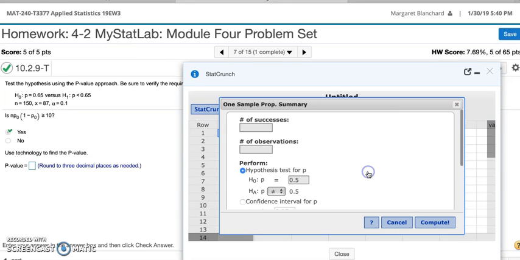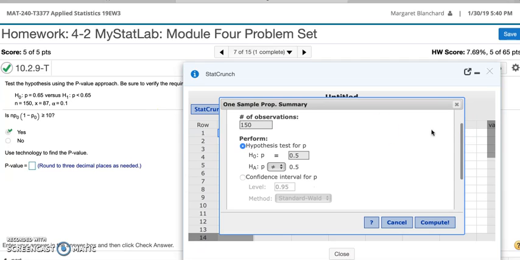So we're going to say with summary, the number of successes, that's that X over here, that's 87. Number of observations, that's our N, that's 150. And that's all you have to do on the top part. Let's scroll down. As you can see, hypothesis test is already automatically selected. We're going to input our p naught. In this case, it's 0.65. And we need to put in our comparison for the alternative hypothesis. And again, from the problem, it's less than. You can see that all right here, where it gives us the null and alternative hypotheses. So that's all you have to do.